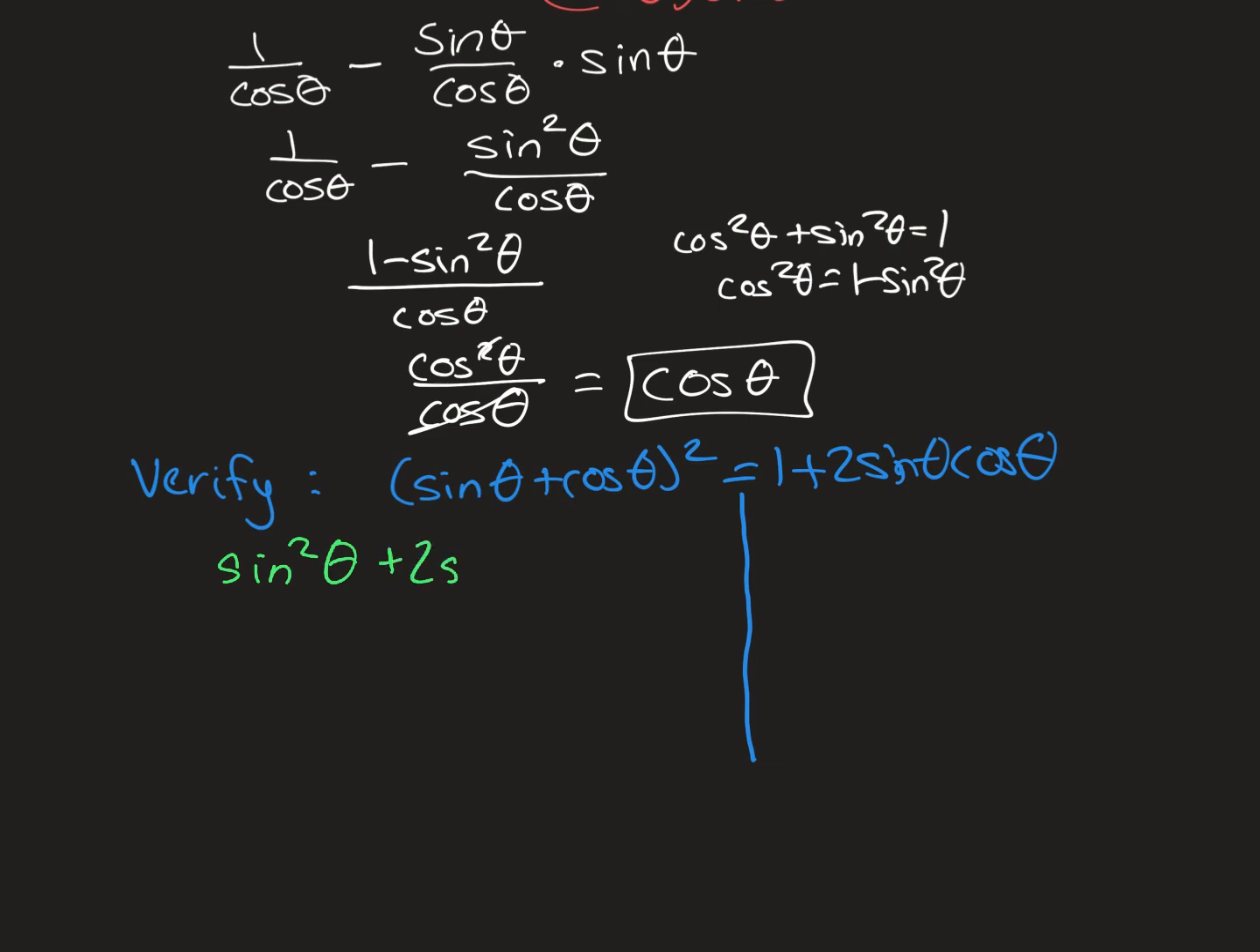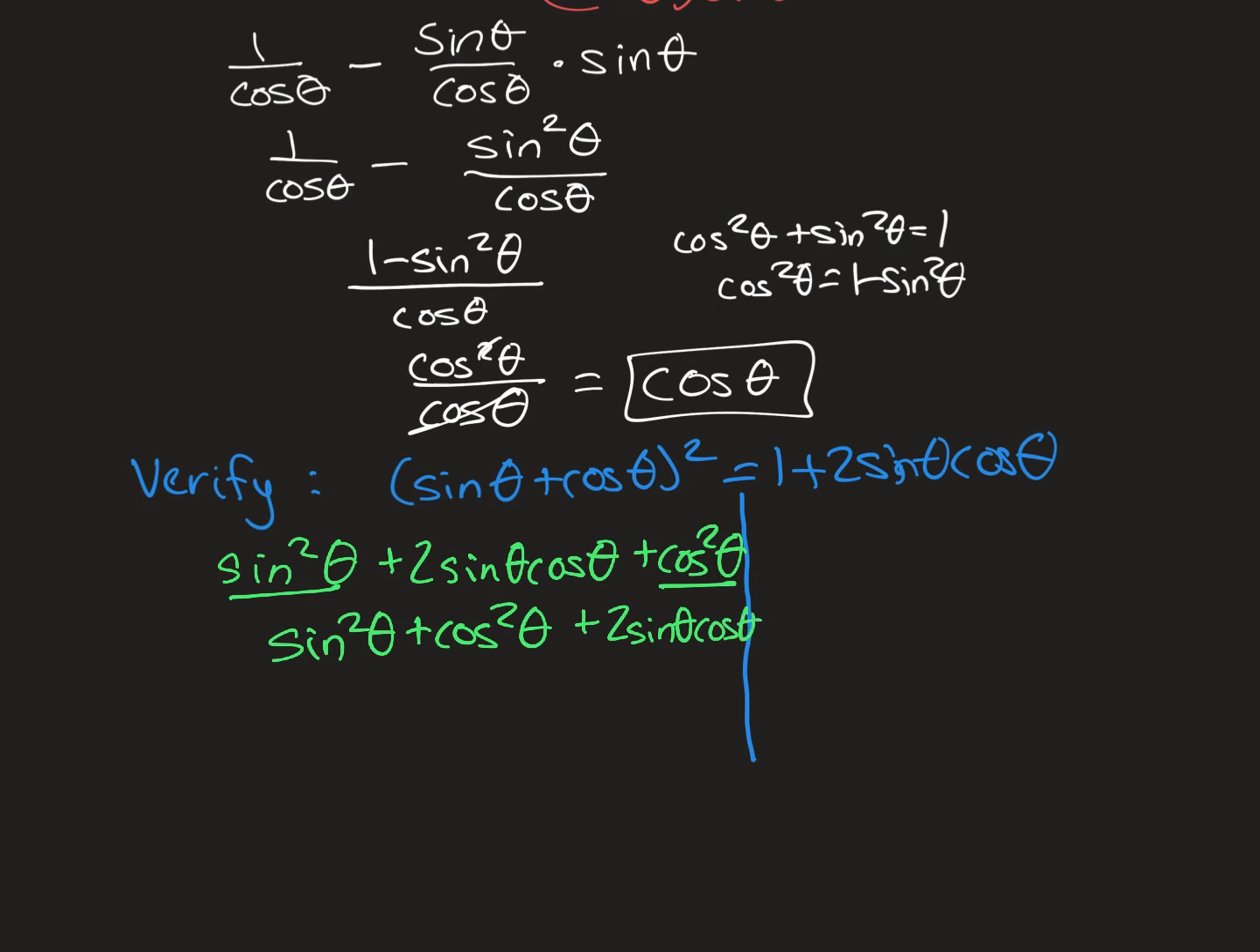So plus 2 sine theta cosine theta plus cosine squared theta. Rearranging this, because I'm noticing I've got this sine squared theta and cosine squared theta. You don't have to rearrange it and do this extra step, but I'm just doing it to show you. So sine squared theta plus cosine squared theta, according to the Pythagorean identity that we worked with in the previous problem, just equals 1. So this is 1 plus 2 sine theta cosine theta, which is exactly what we have on the right side.